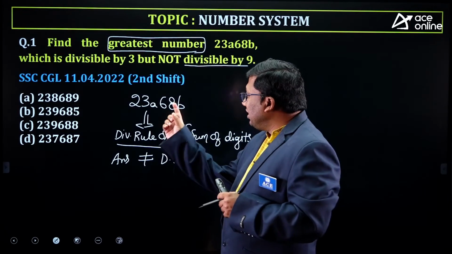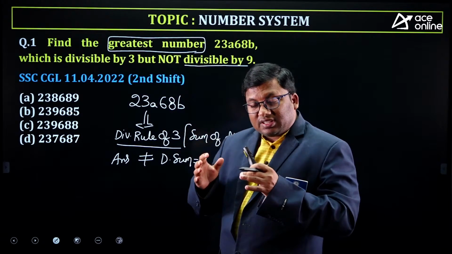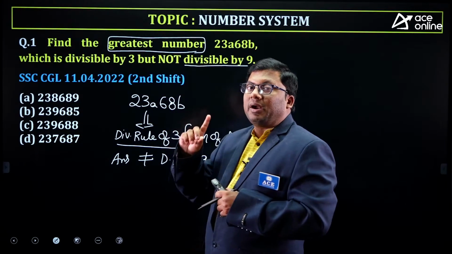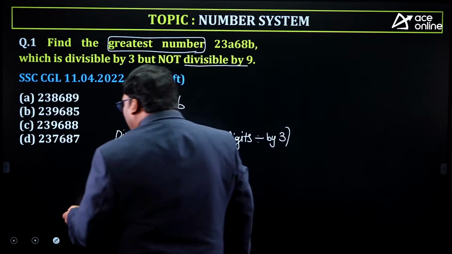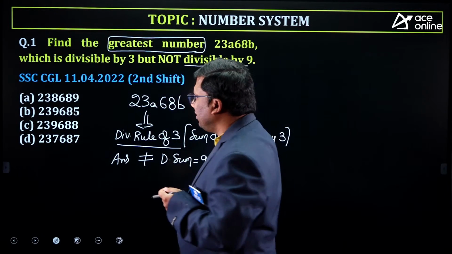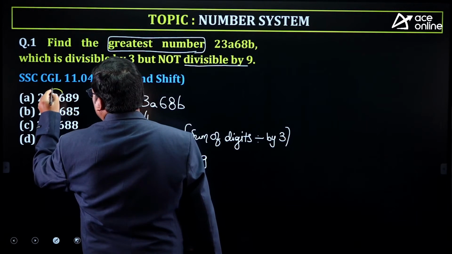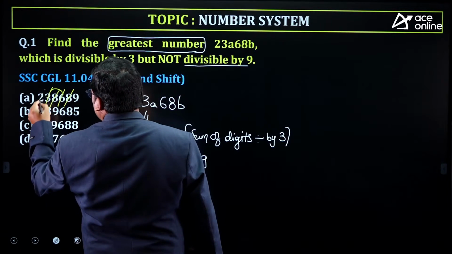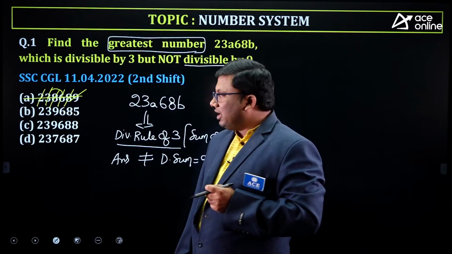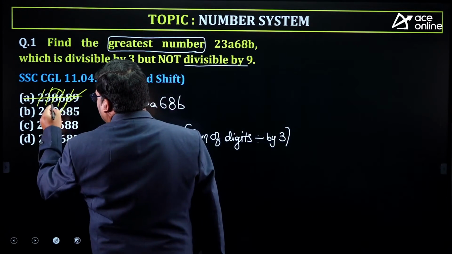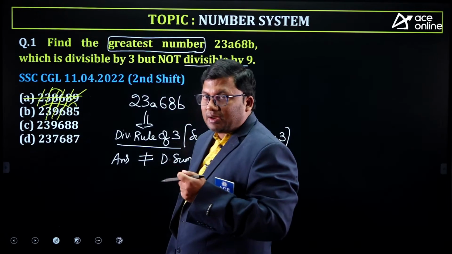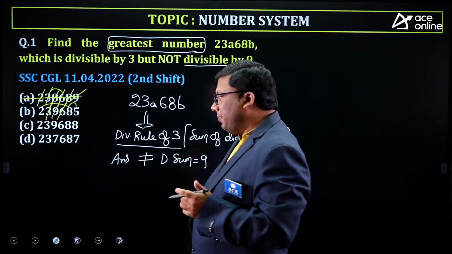After keeping the values given for A and B, the sum of the digits should be divisible by 3, but it should not be divisible by 9. So we will delete the numbers whose sum is 9. First option: 6 plus 3 is 9, plus 8 plus 8 is 16, plus 2 is 18, 9 digital sum, delete it. Second option: 6 plus 3, 9, here also 9. 13 plus 2 is 15, which is 6. 6 is a multiple of 3 but not a multiple of 9, so keep it as it is.